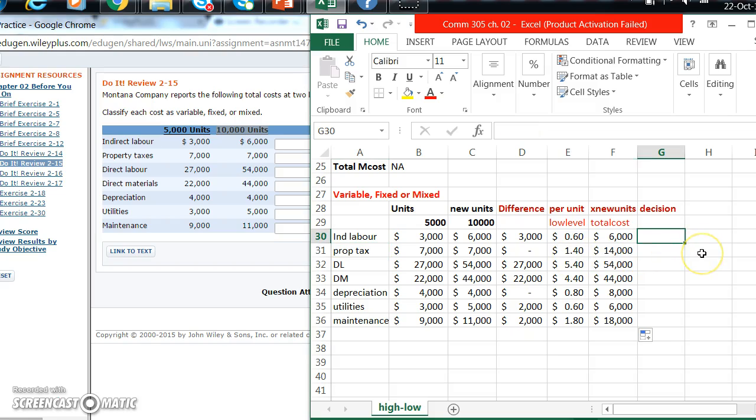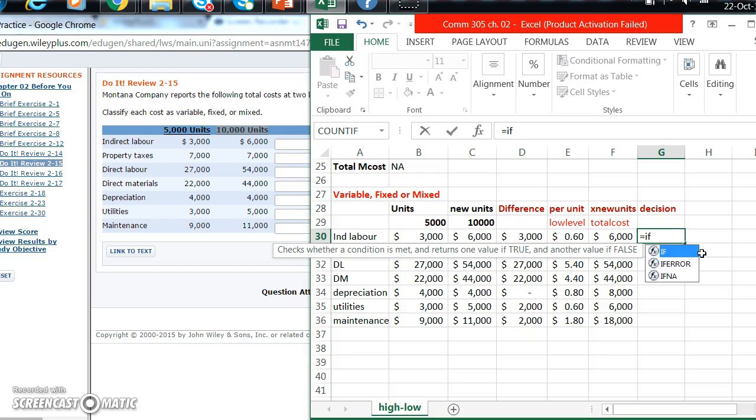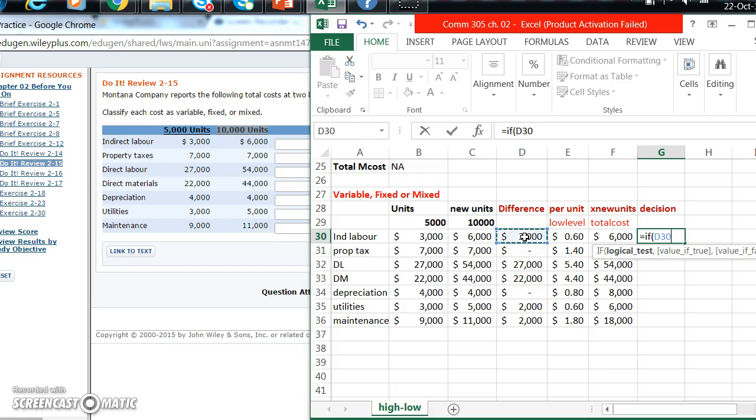Okay, so let's plug the decision IF, then I open parentheses, and what is the condition? The first one is that if this number here is equal to 0, comma, what would be the value if true? If that is true, that means that the cost is fixed. We know that by definition. But if it is false, then I have to make another decision.